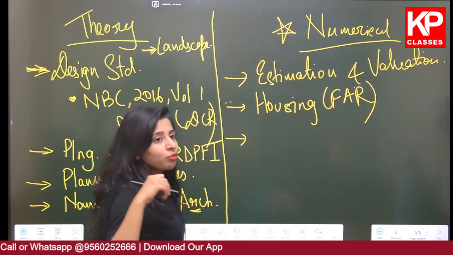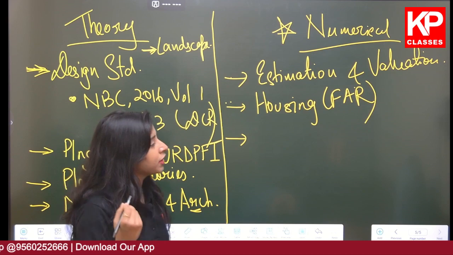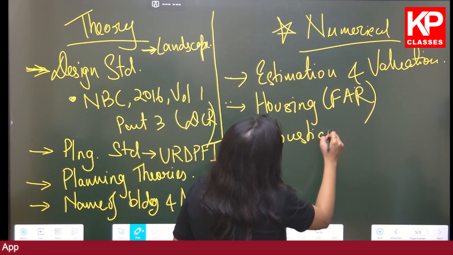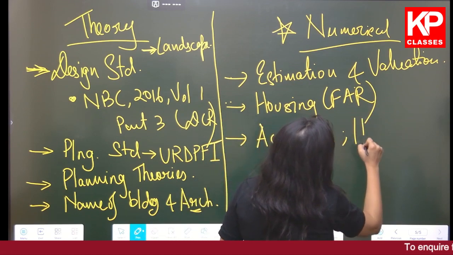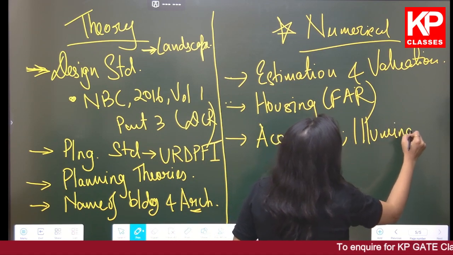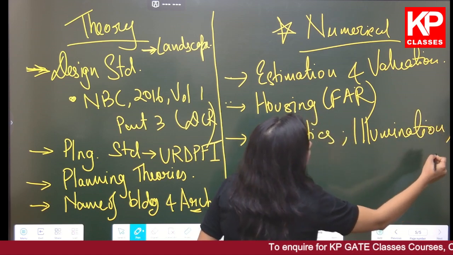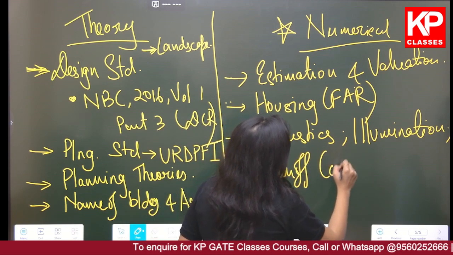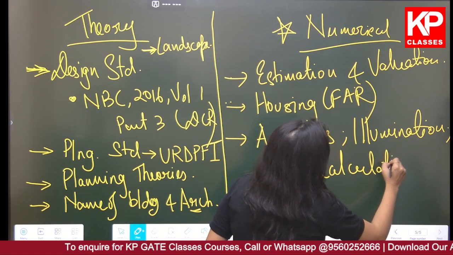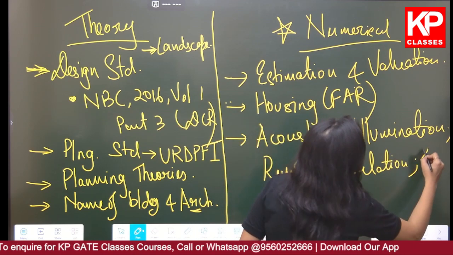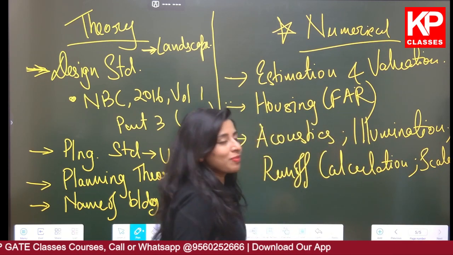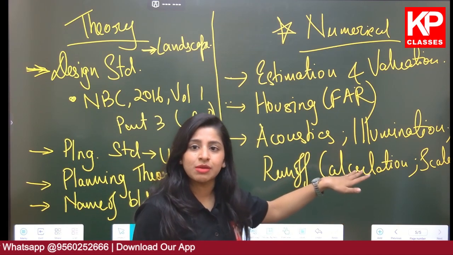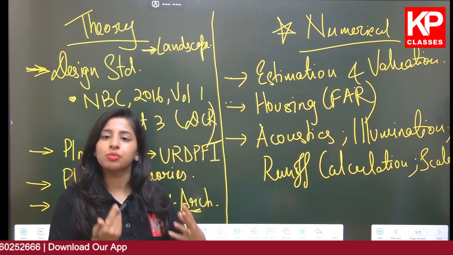Then there are some very formula-oriented numericals, for example, acoustics, illumination or lighting also. Then you have runoff calculation. Then you have scale calculation, scale of map. So runoff, Q equals CIA. Similarly, for acoustics, the reverberation time formula, illumination, these are very formula-specific questions.